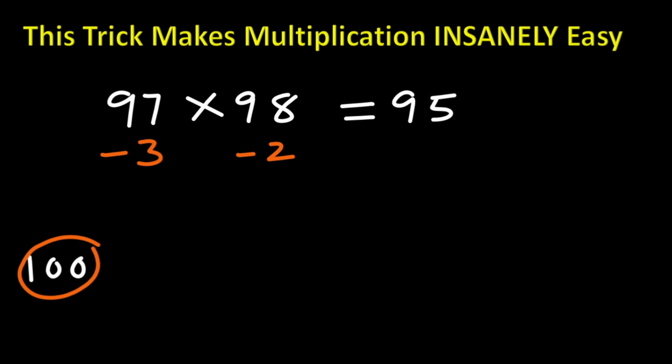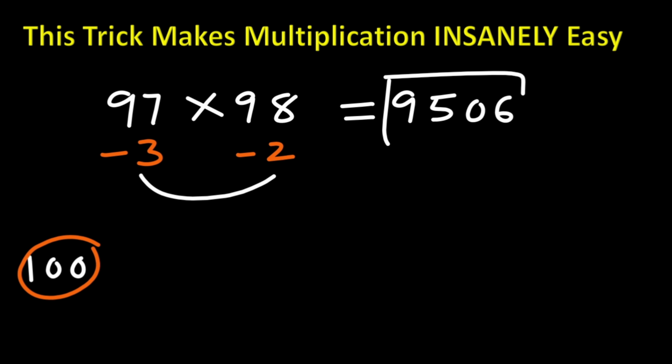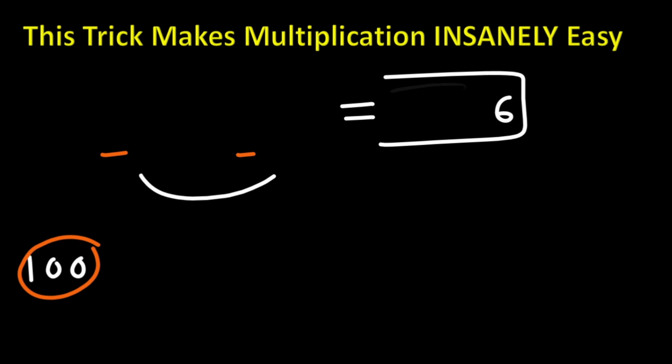And the next step, you just have to multiply these two numbers. 3 times 2, that's going to be 6. So you write this as 6 here. So the answer is going to be 9506. 97 times 98, the answer is 9506. Alright, let's see some more examples.